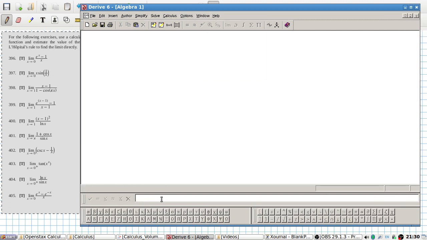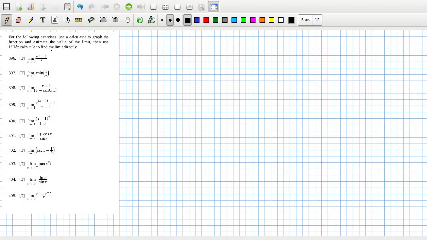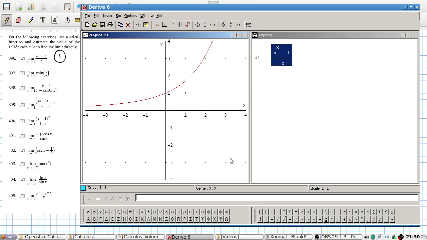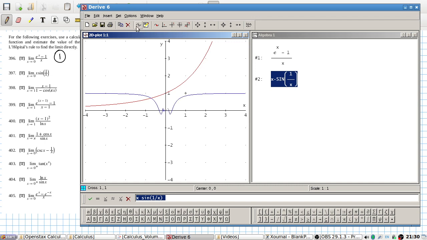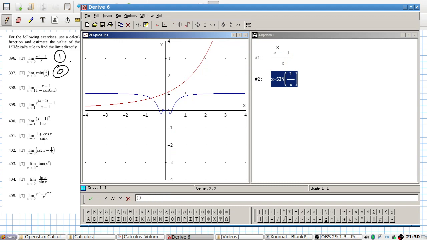Okay, so we'll start off with e^x minus 1 over x. Let's graph that. That looks like a 1 from the graph. And then let's have a look at the next one, which is x sin(1/x). That looks like a 0. And then the next one is (x minus 1) over (1 minus cos πx).